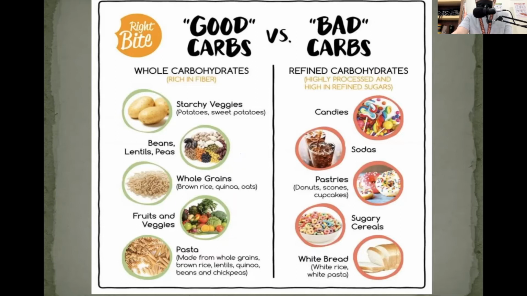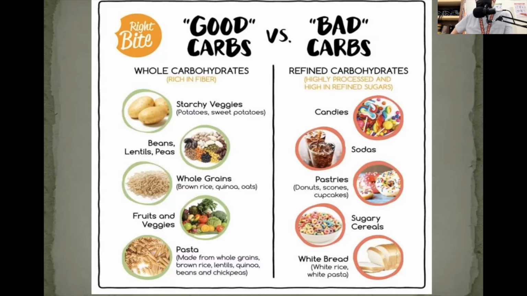These are the example chart where we can identify what are the good carbs and what are the bad carbs. Good carbohydrates are starchy vegetables like potatoes, beans, also lentils and peas, those edible seeds, which provide us a good source of energy. Whole grains like brown rice and quinoa are also good carbs. Fruits and vegetables, of course, and of course pasta. It's a very good source of carbs.